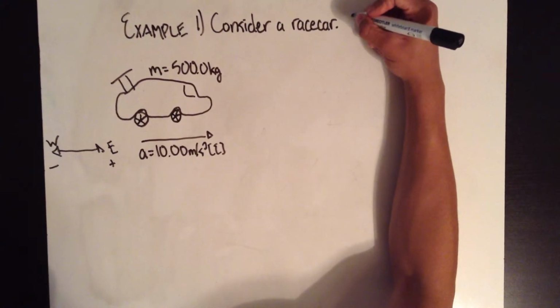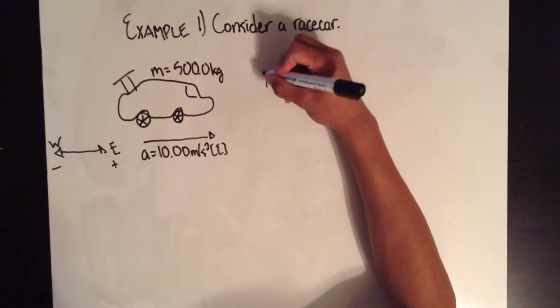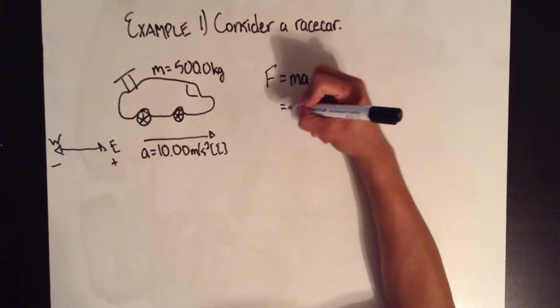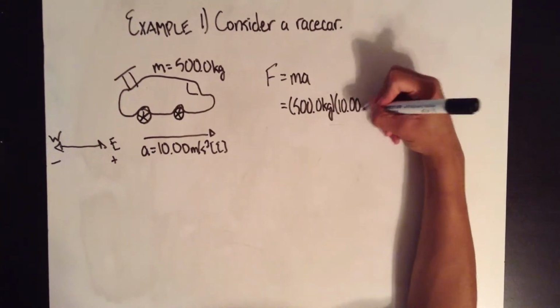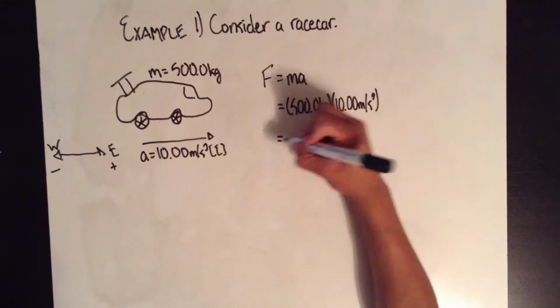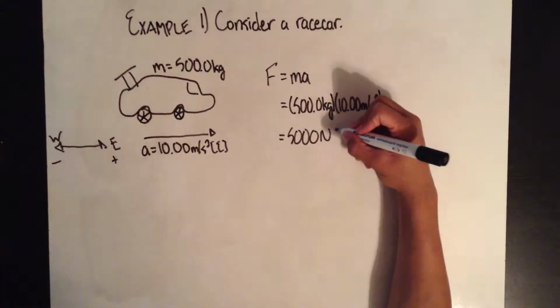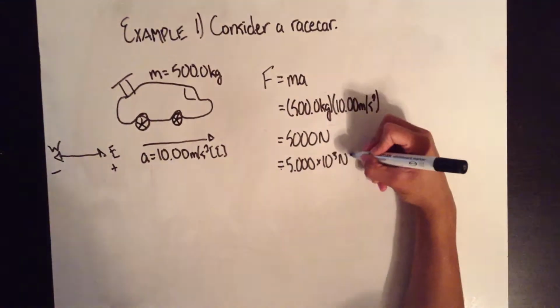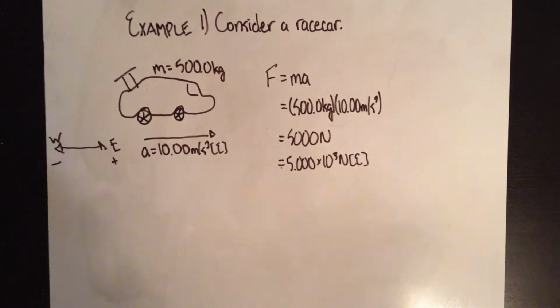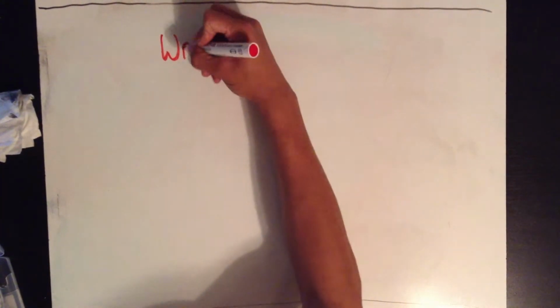So in this equation, we simply sub in m and a into the equation F equals ma. So m equals 500.0 kilograms multiplied by 10.00 meters per second squared, the answer is 5,000 newtons. Yet for significant figures, we use scientific notation and you go to 5.00 times 10 to the 3 newtons east.